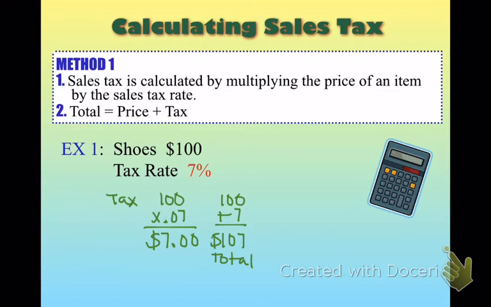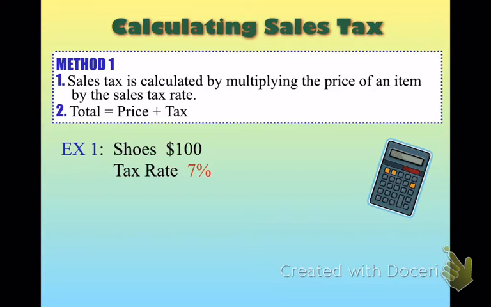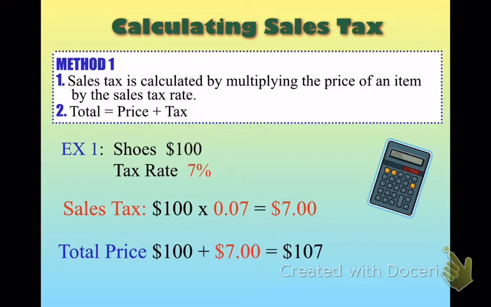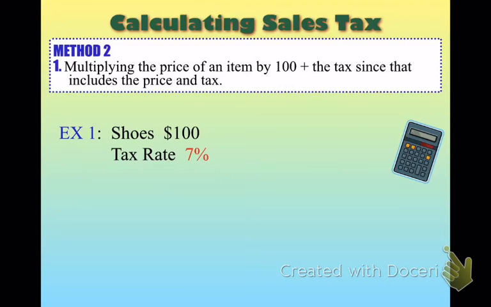What about method number two? Method number two does the multiplying and the adding all together in one step. So there you see it again in the short version. You multiply by the price plus 100, so we're adding 100 to the percent. Here we have 100, and we're going to add 7% to that. So you're really paying 100% of the price plus an additional 7%, which is 107.